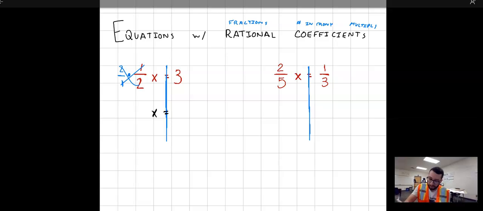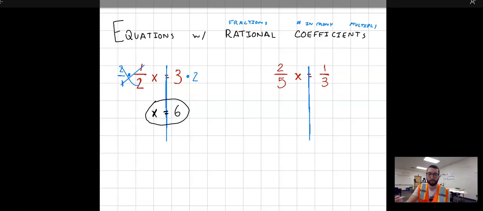And then what you do to one side, you do to the other, right? So 2 over 1 is just 2, so I'm really just doing 3 times 2, which is 6, so x equals 6. And if you think about it, half of 6 is 3, so I know I'm correct.